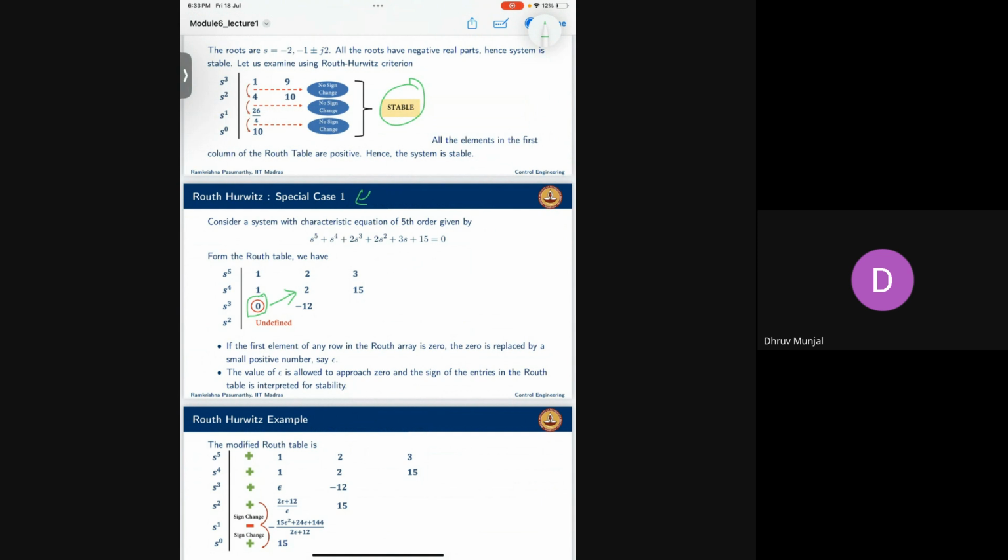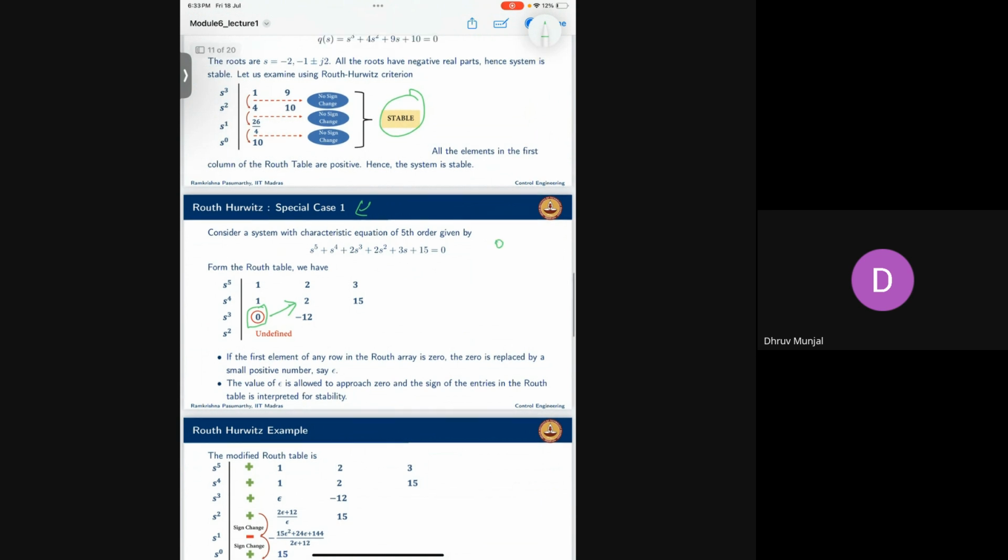So what we can do is, for this special case, the author who found this problem has come up with a solution: just replace this zero with a very small probable value, 0.000 something, called epsilon, and keep that as a variable, and then you look for the sign change. Do the same operation until you get to s power 0, and then look for the sign change. Just a simple replacement of 0 with a very small integer epsilon.